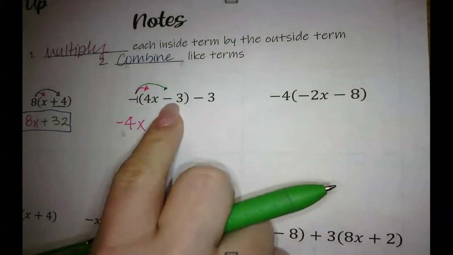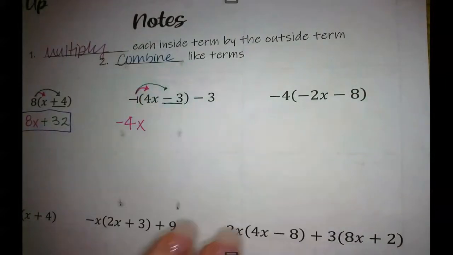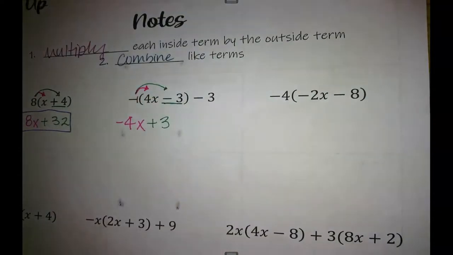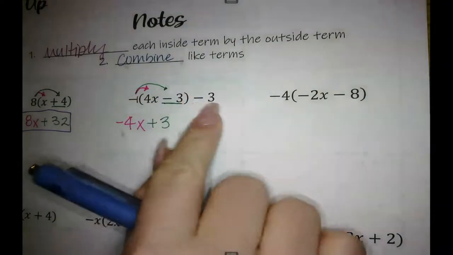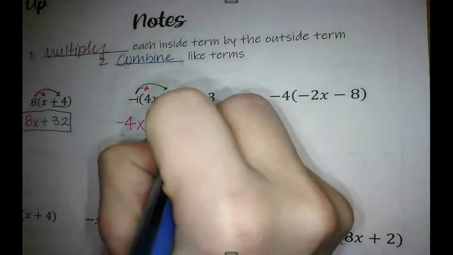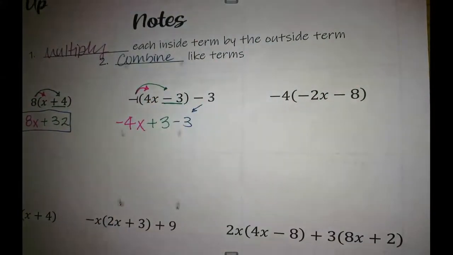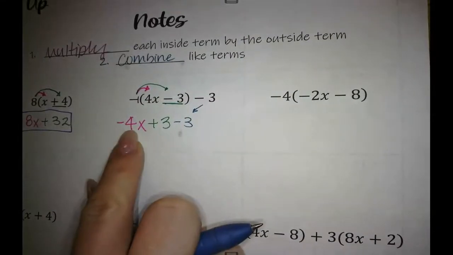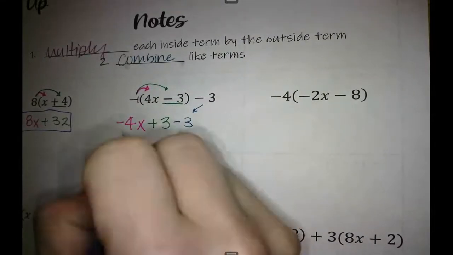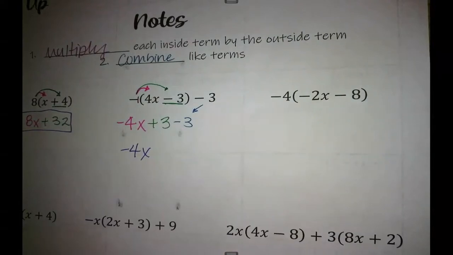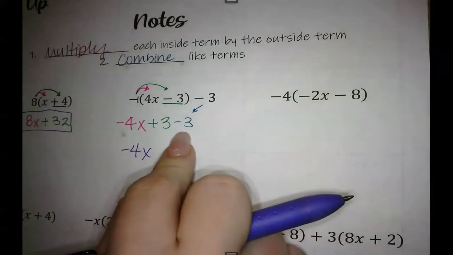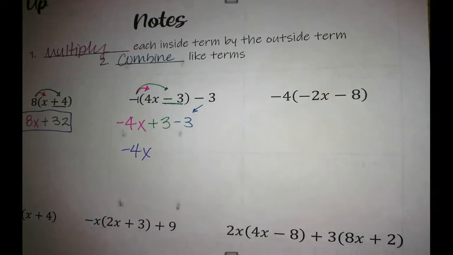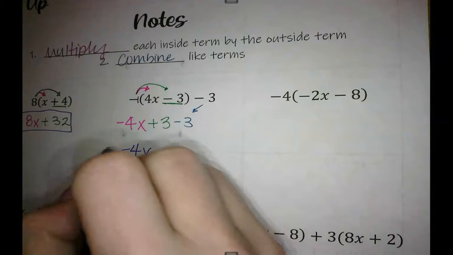Negative 1 times a negative 3. Remember, this sign travels with this number, so that's a positive 3. And then out here, we just have a minus 3 hanging out, so I need to just drop that down. Now I actually have a second step: I need to combine like terms. I don't have any other x's, so my negative 4x is going to stay the same, but I've got a positive 3 minus 3, and that is just 0, so my answer is negative 4x.